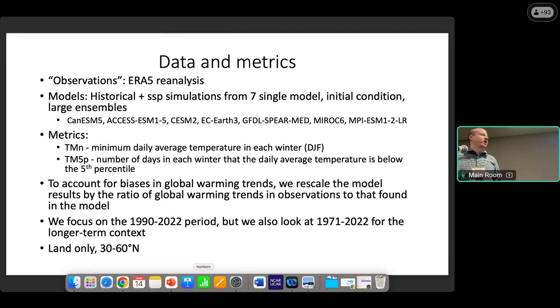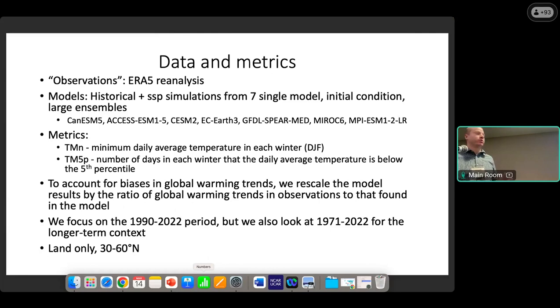We focus on this 1990 to 2022 period, because this is when this apparent increase in cold extremes occurred, but we also look at the trend starting in 1971 for some longer-term context. The exact start date doesn't really matter. I'm only looking at land only and from 30 to 60 north.